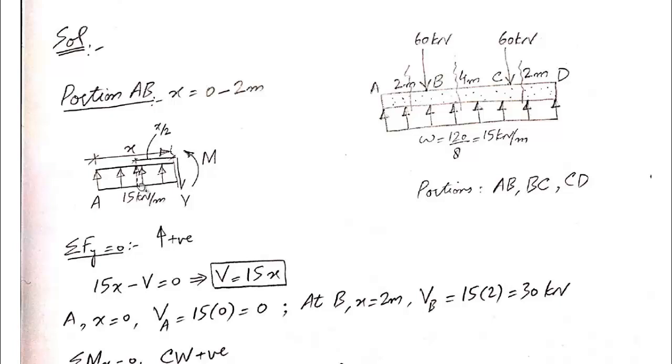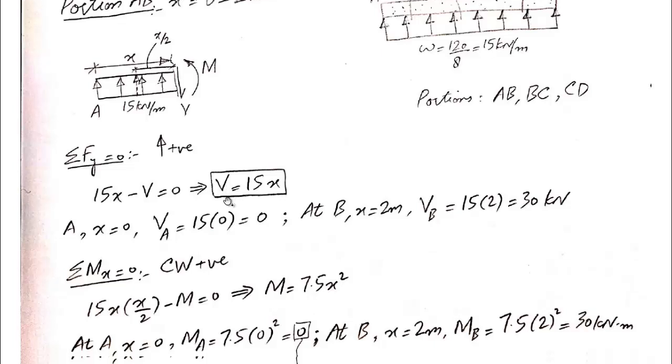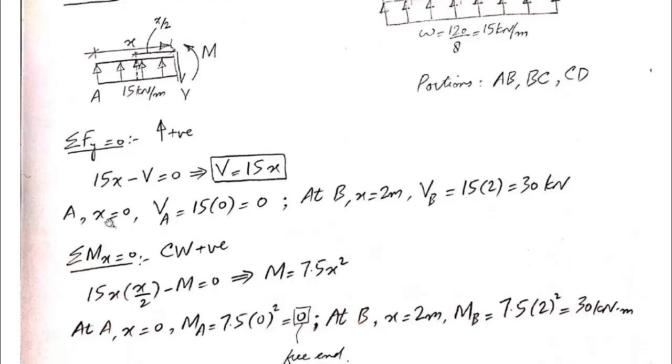Now, whatever portion of UDL is present on the left side of the section, the centroid will be acting at the mid of that portion. So if this total length is X, then the centroid will act at X by 2. And V is the exposed shear and M is the exposed bending moment. So this completes the free body diagram of this problem. Now let's apply the conditions of equilibrium to get the equations of bending moment and shear force.